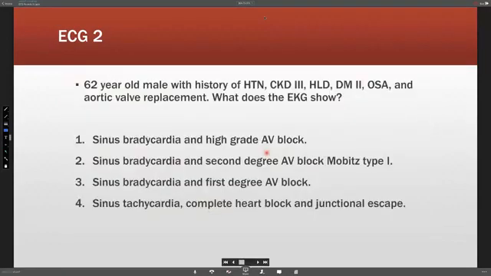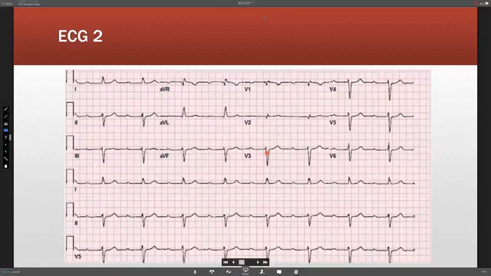Okay, so the options are: sinus bradycardia with high-grade AV block; sinus bradycardia and second-degree AV block, Mobitz type 1; sinus bradycardia and first-degree AV block; or sinus bradycardia, complete heart block, and a junctional escape rhythm. This is the EKG again. So what's the PR interval, Yousef? It looks pretty long. So sinus rhythm, very long PR interval. And there's 1-to-1 AV conduction, just to make it easier.